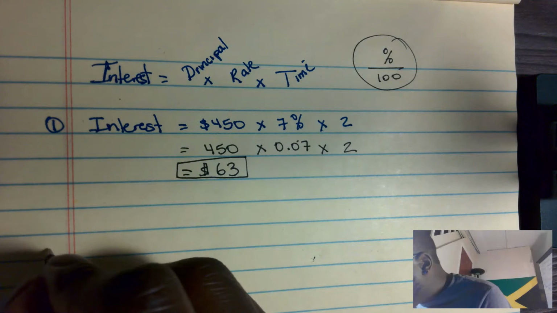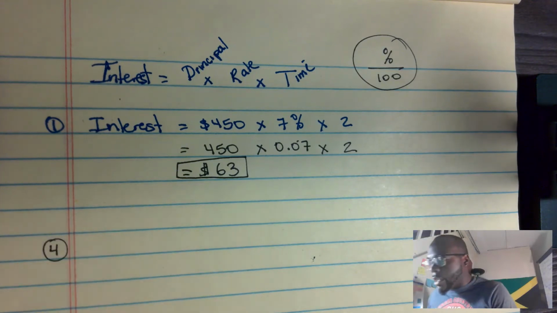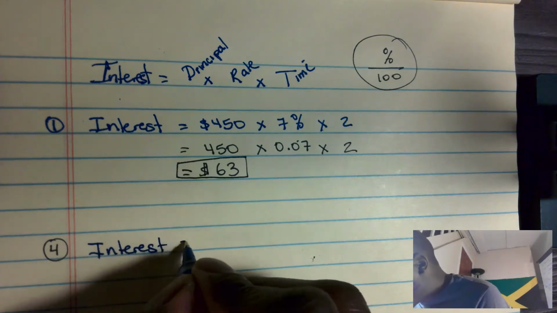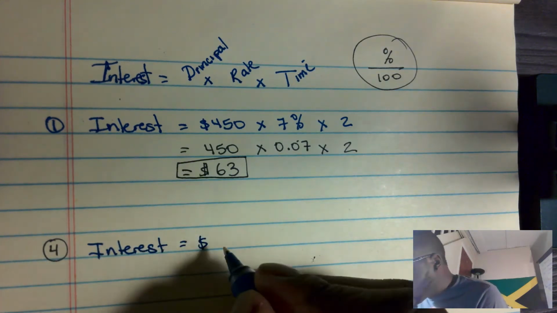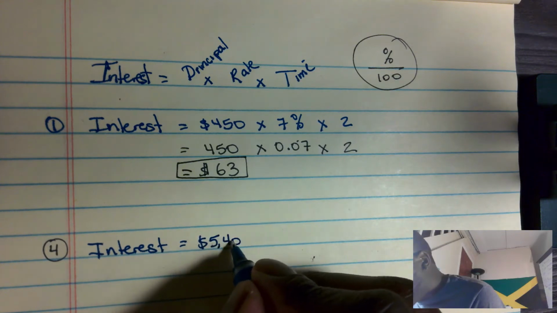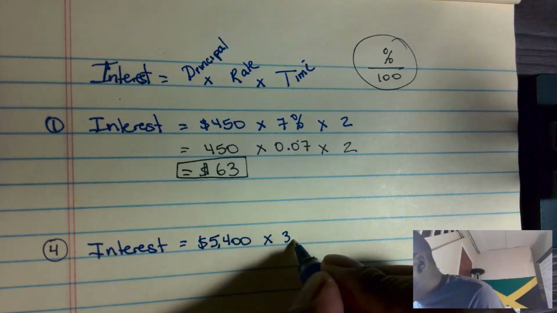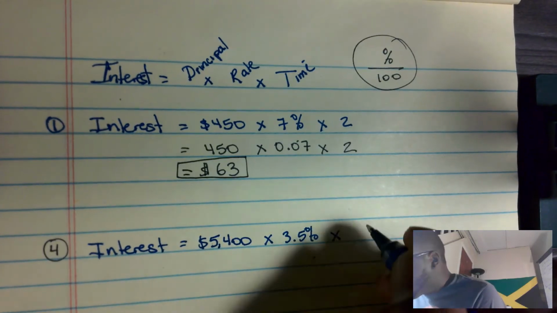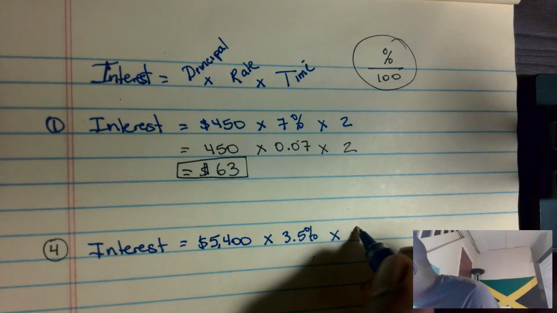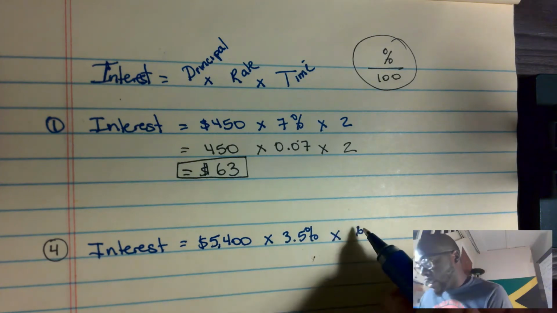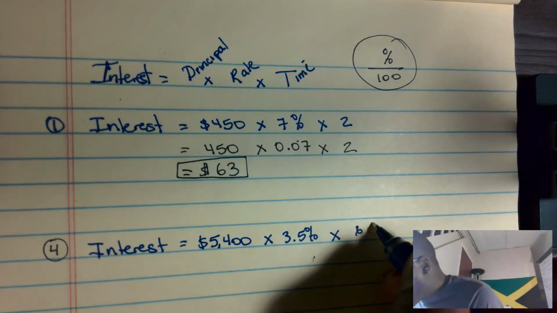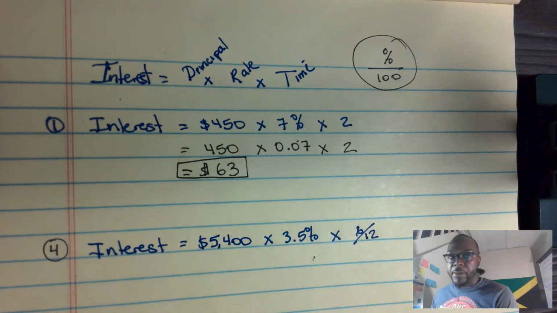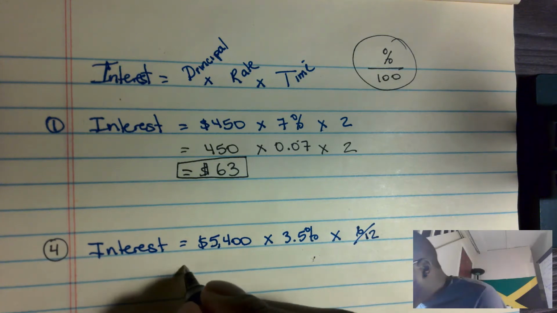Number 4. Again, I have interest equals my principal, which is 5,400, times 3.5%, times 6 months. Again, this is 6 months. Remember, we always express time in terms of years. There are 12 months in a year, so it's 6 divided by 12.